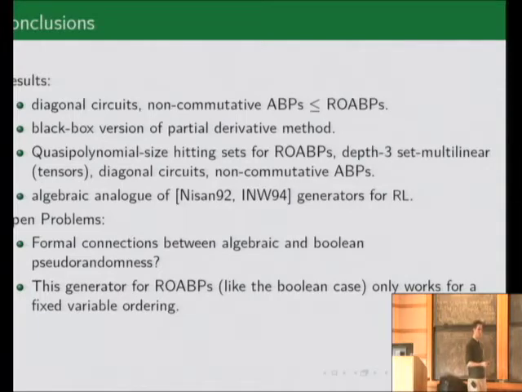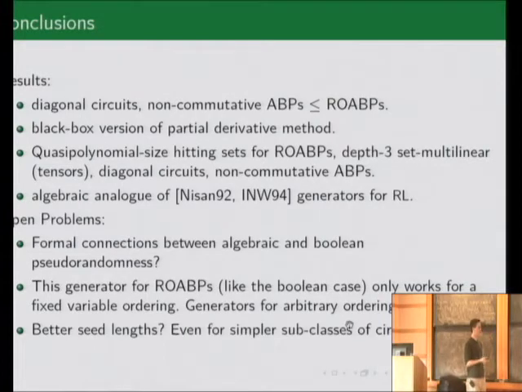All right, so the open problems: this generator only works for a fixed variable ordering. There's been some nice recent work in the Boolean case for generators for arbitrary orderings, but we're far from optimal. It'd be nice to get better seed lengths, or simpler subclasses, we don't know. Anyways, that's it. Thanks.